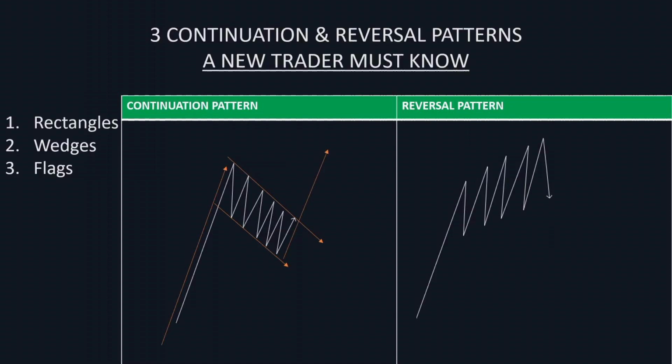Pro tip: flags are similar to rectangles, but tend to slope slightly, making them easy to spot once you know what to look for. Reversal flag. If the price starts correcting upward after an impulse down and then breaks below, this is your bear flag. Enter your sell once the price breaks below the flag.